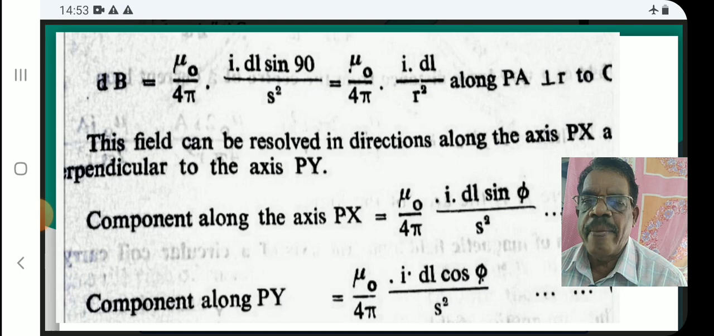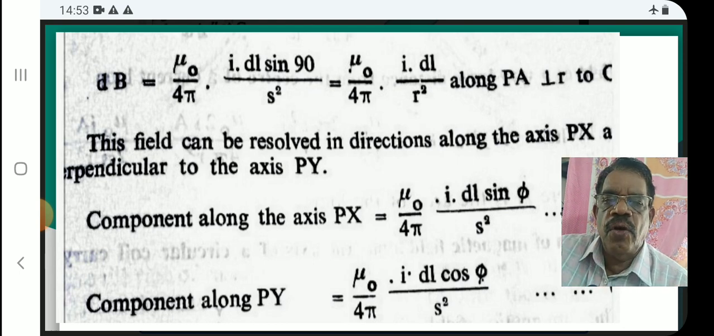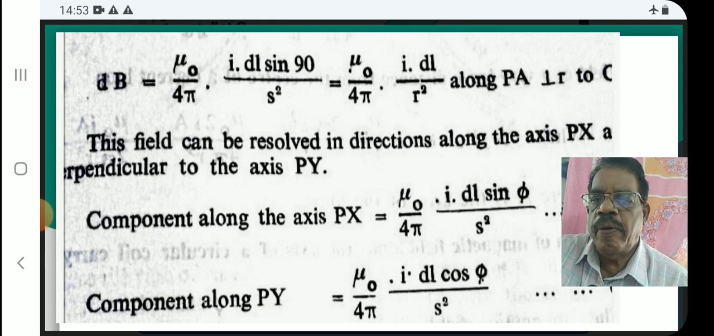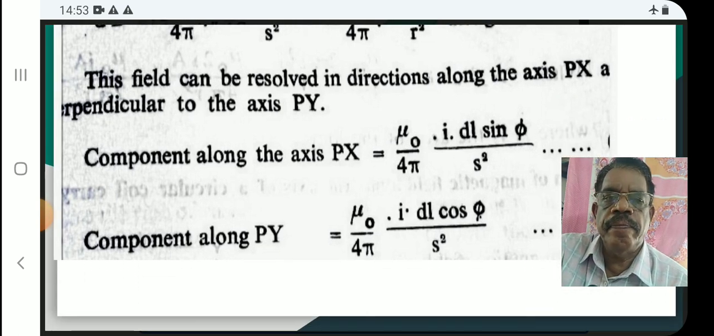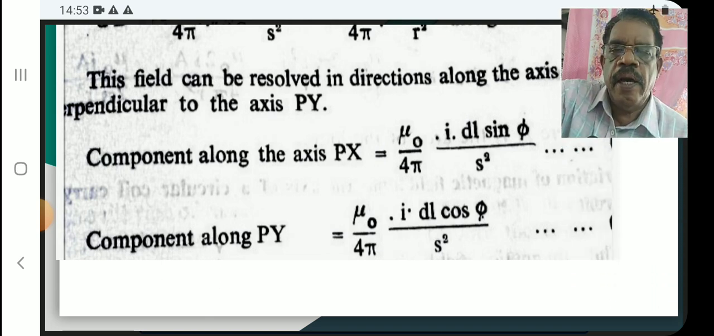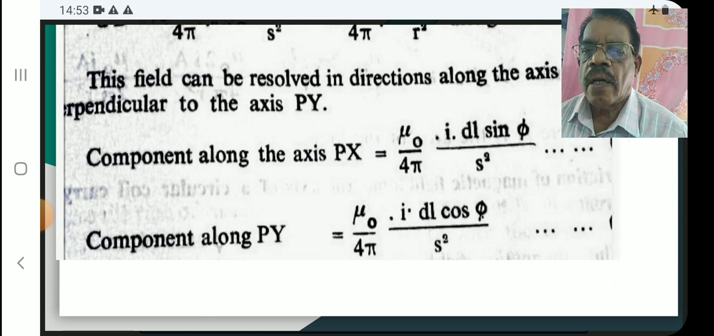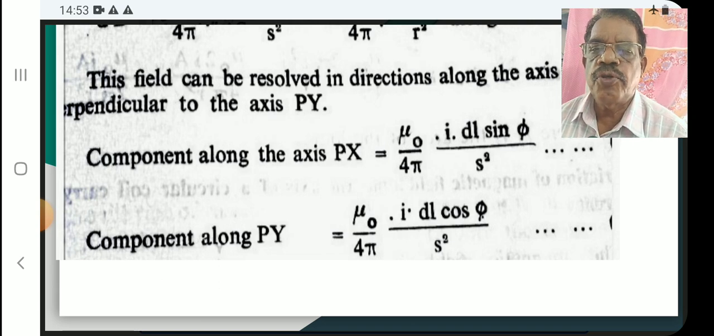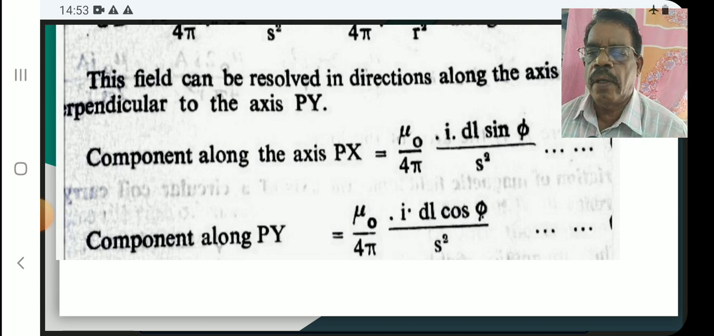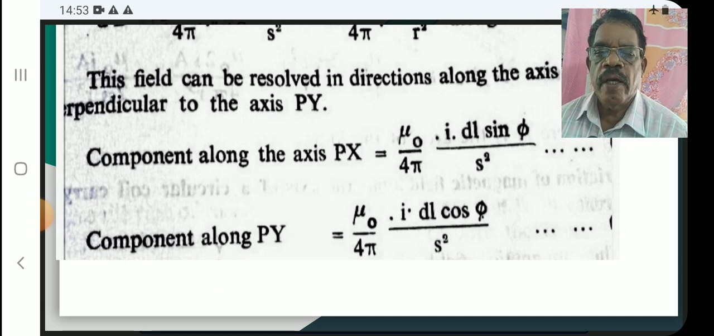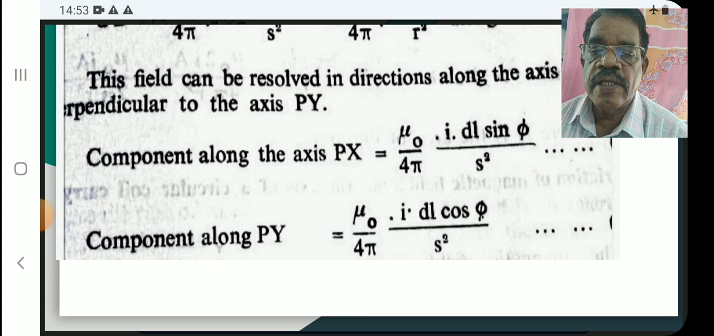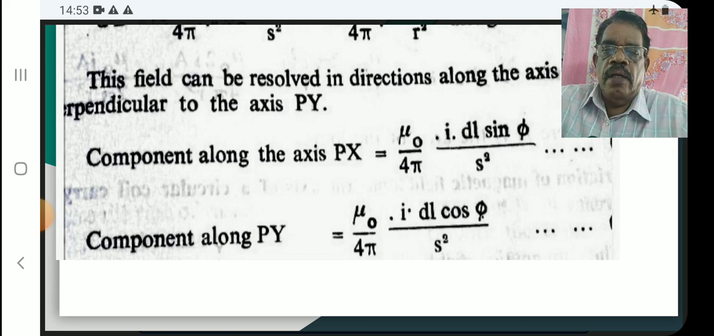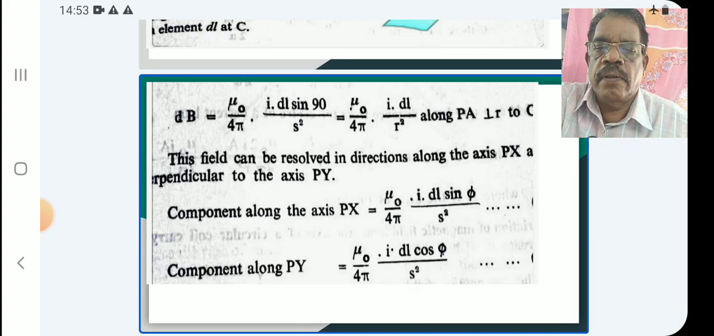This field can be resolved in directions along the axis PX and perpendicular to the axis PY. You see the figure. Component along axis PX is mu 0 by 4 pi I dl sin phi by S square. Component along PY is equal to mu 0 by 4 pi I dl cos phi by S square. The distance is not r, it is S square. This is the distance. The straight distance is small r.